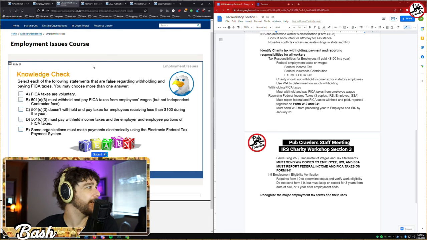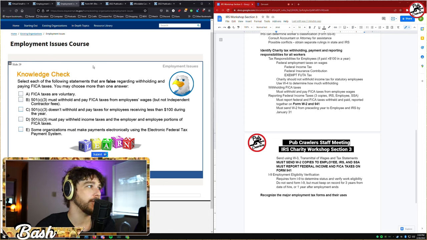Here's another example. Knowledge check. Select each of the following statements that are false regarding withholding and paying FICA taxes. You may choose more than one answer. So these are things that are wrong.